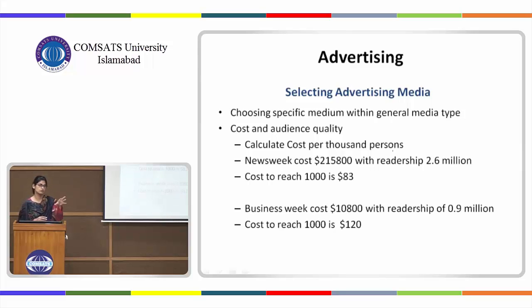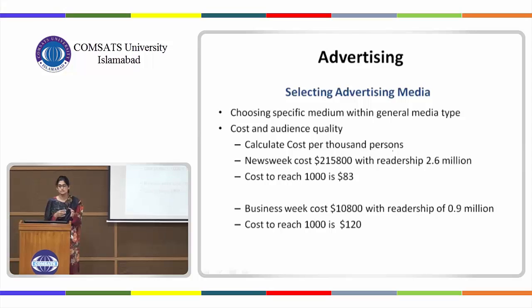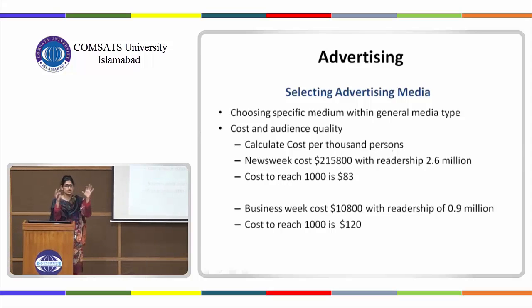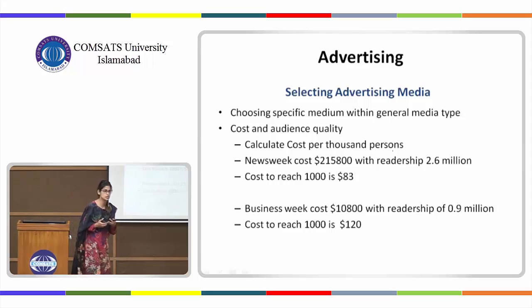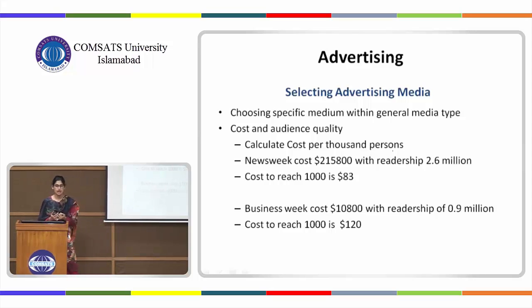So magazine was the general medium, and specific mediums would be Economist, Aurora, Cosmopolitan. So these are all specific mediums within the general medium of magazine. When you're choosing specific mediums, you need to see the cost of the medium and the audience quality. Now, let's just first talk about audience quality. The audience quality of Akhbar-e-Jahan and Business Week or Newsweek, do you think they would be the same? Of course they would not be, right?